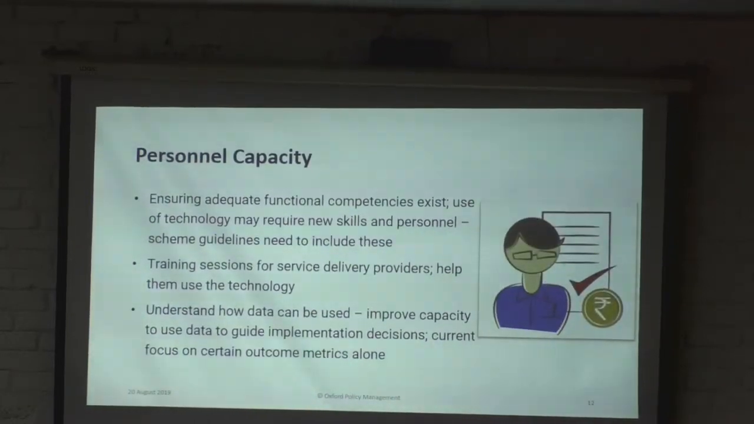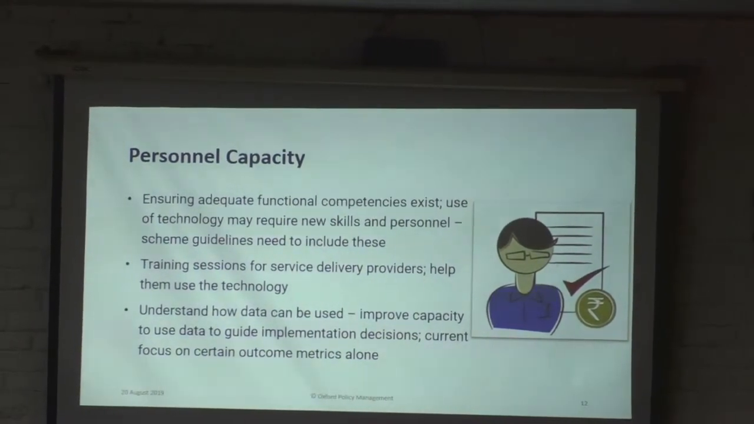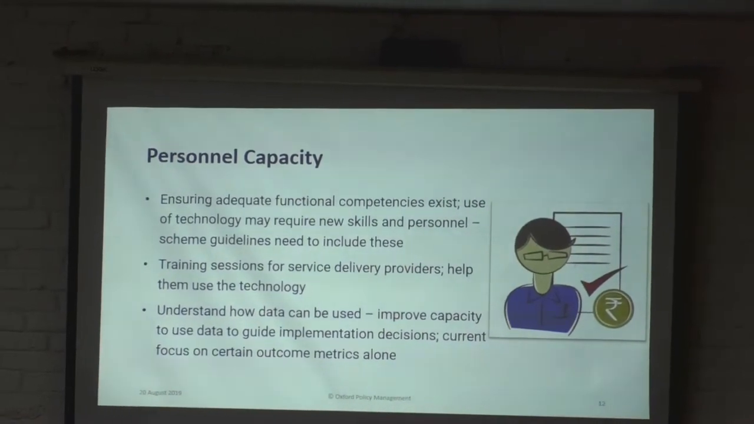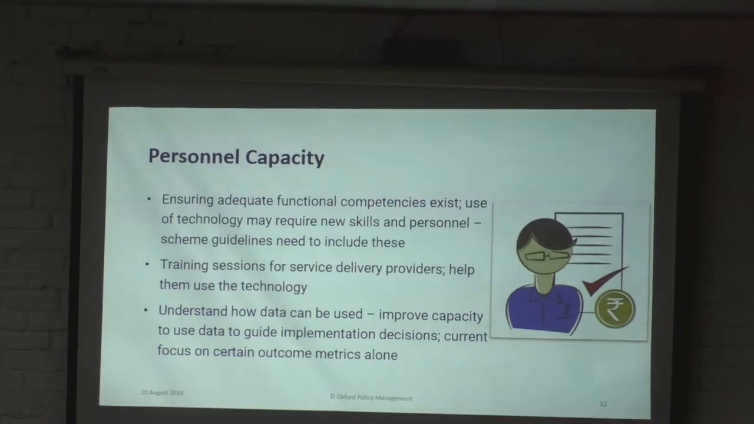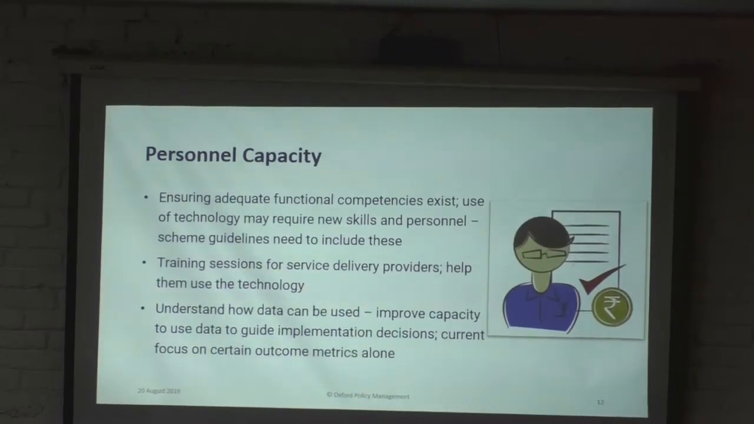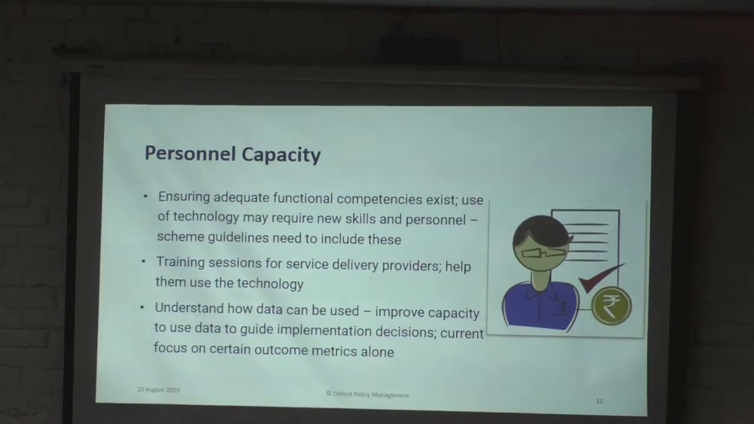The second bit is around personnel capacity, and this is really important for those of us who are designing policies, to understand that different functional competencies are required to use technology, and what that means in terms of budgeting, in terms of staffing. So just to go back to the example I gave you earlier about not accounting for a data entry operator in the budget, that leads to the whole system having a backlog and not delivering the benefits that it's supposed to. So ensuring that we understand what sort of functional competencies are now required and accounting for them in policy design.